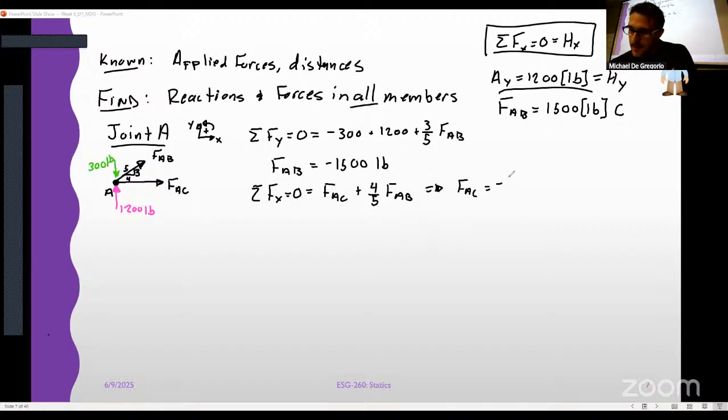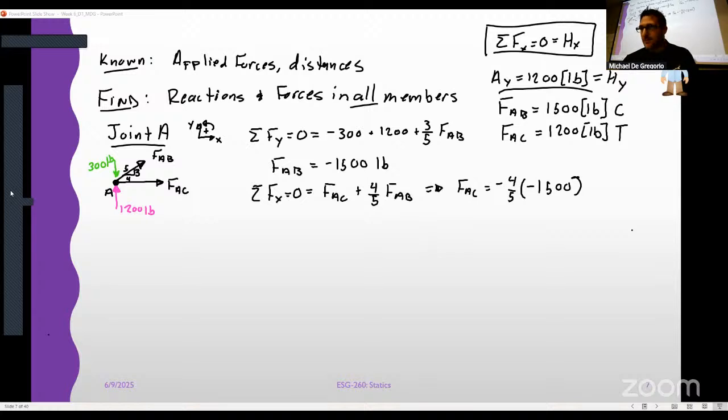FAC is equal to negative 4/5 times negative 1,500, because I did not flip the sense of my vector. Had I flipped it and redrawn it, you will see that this equation changes to FAC minus 4/5 FAB, right? But it takes care of itself. Turns out that FAC, when we crunch that, is 1,200 pounds in tension.